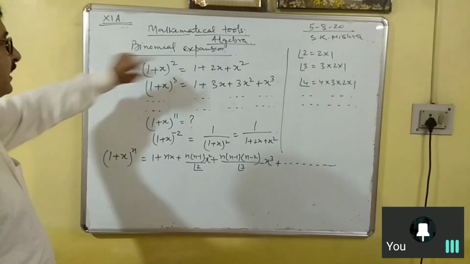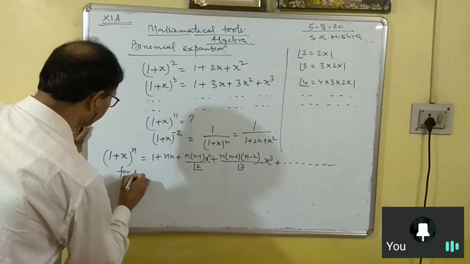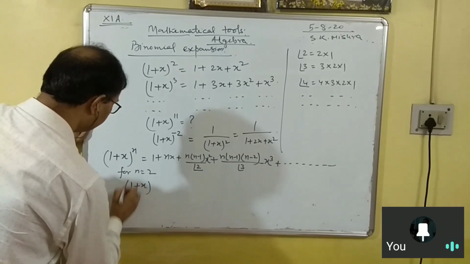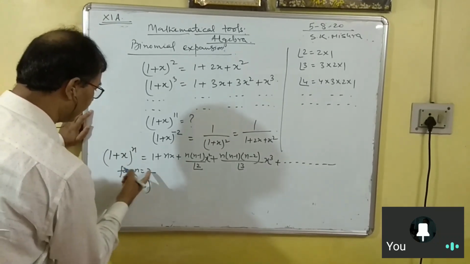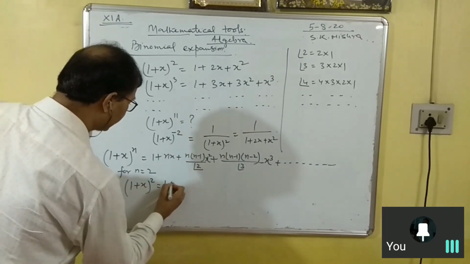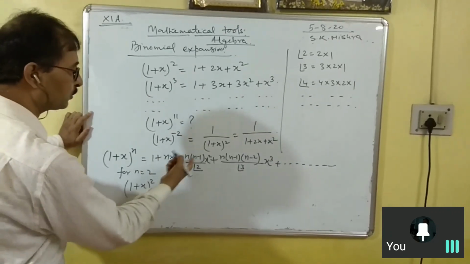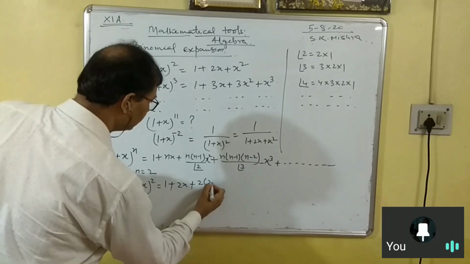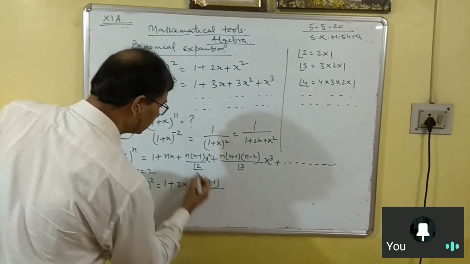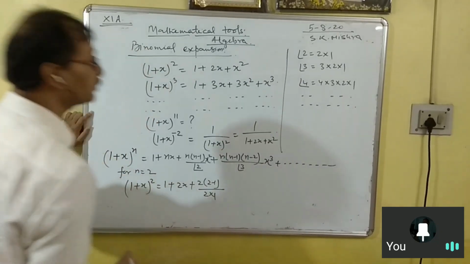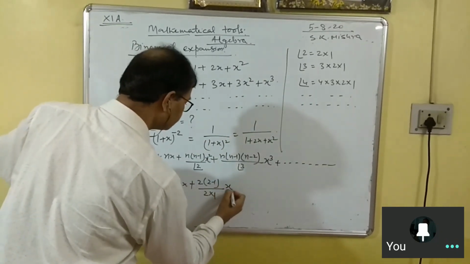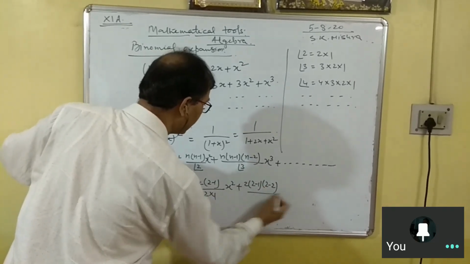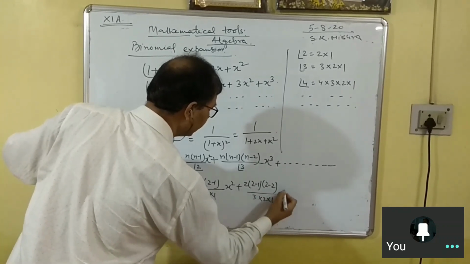Let us put n is equal to 2. So for n equals 2, this is 1 plus x raised to n, and n means 2. Now put everywhere n is equal to 2. So it is 1 plus 2x plus next term 2 into (2 minus 1) by factorial 2, which is 2 into 1, then x square. Then next term is 2 into (2 minus 1) into (2 minus 2) by factorial 3, that is 3, 2, 1, x cube.